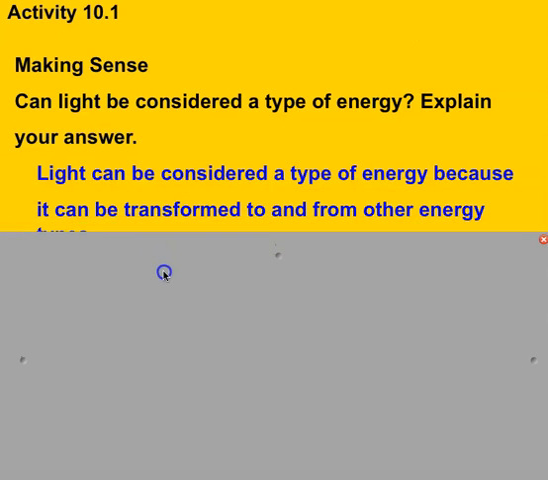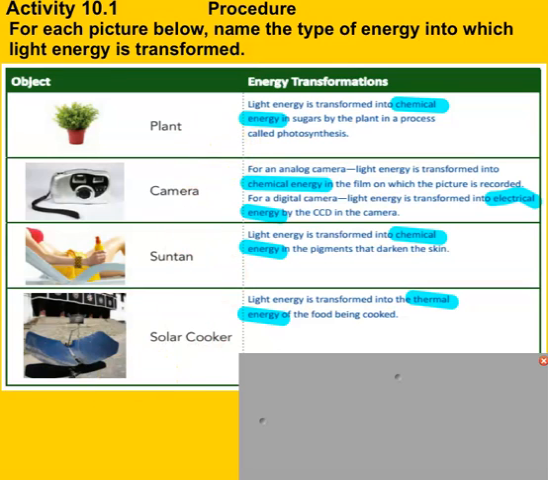Absolutely. Light can be considered a type of energy because it can be transformed to and from other energy types. So in other words, you could have one type of energy convert into light energy, such as the electrical into a light bulb, or you can have light being transformed into other types of energy, such as the types that we saw in each of these transformations.